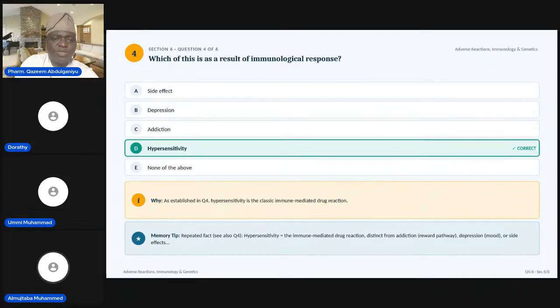Then the next question says, which of these is a result of immunological response?